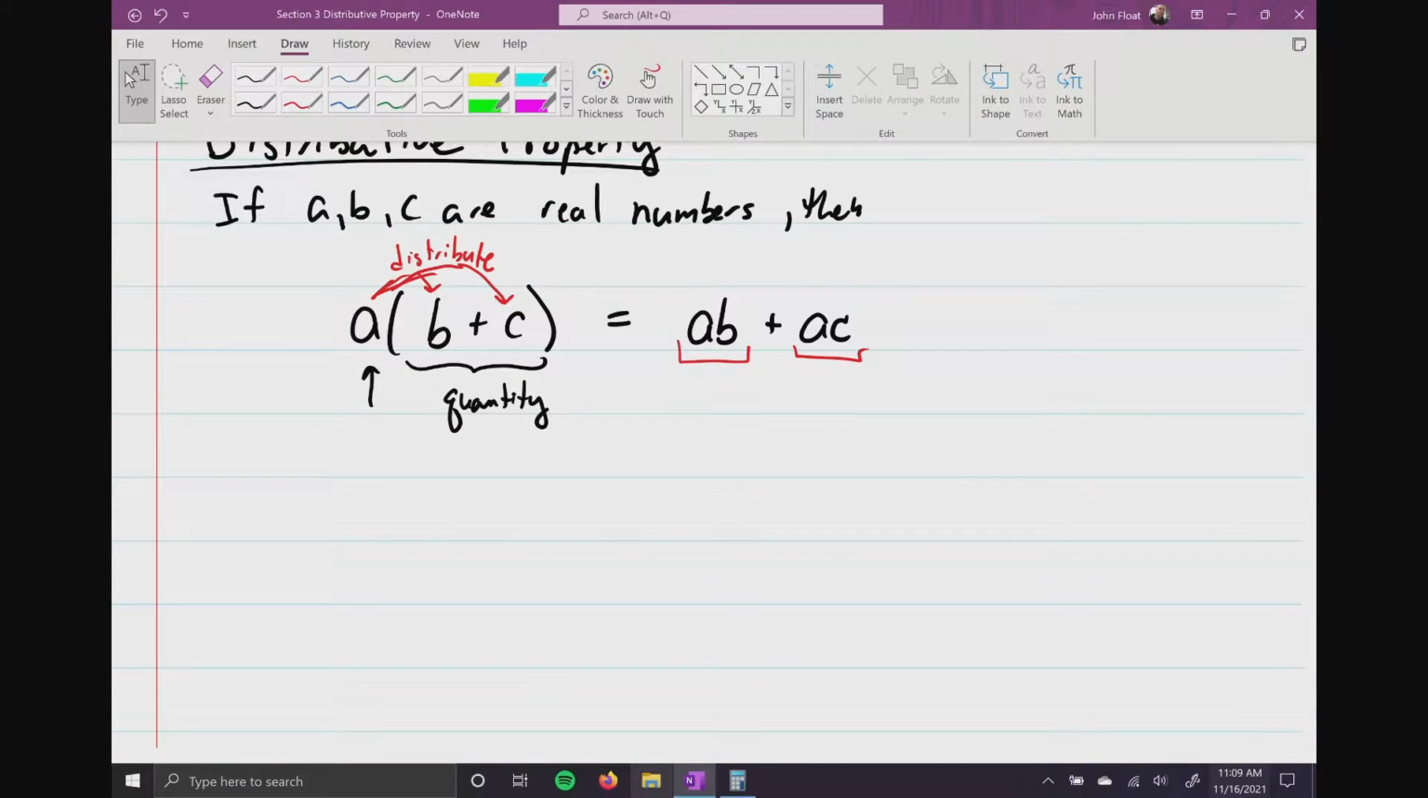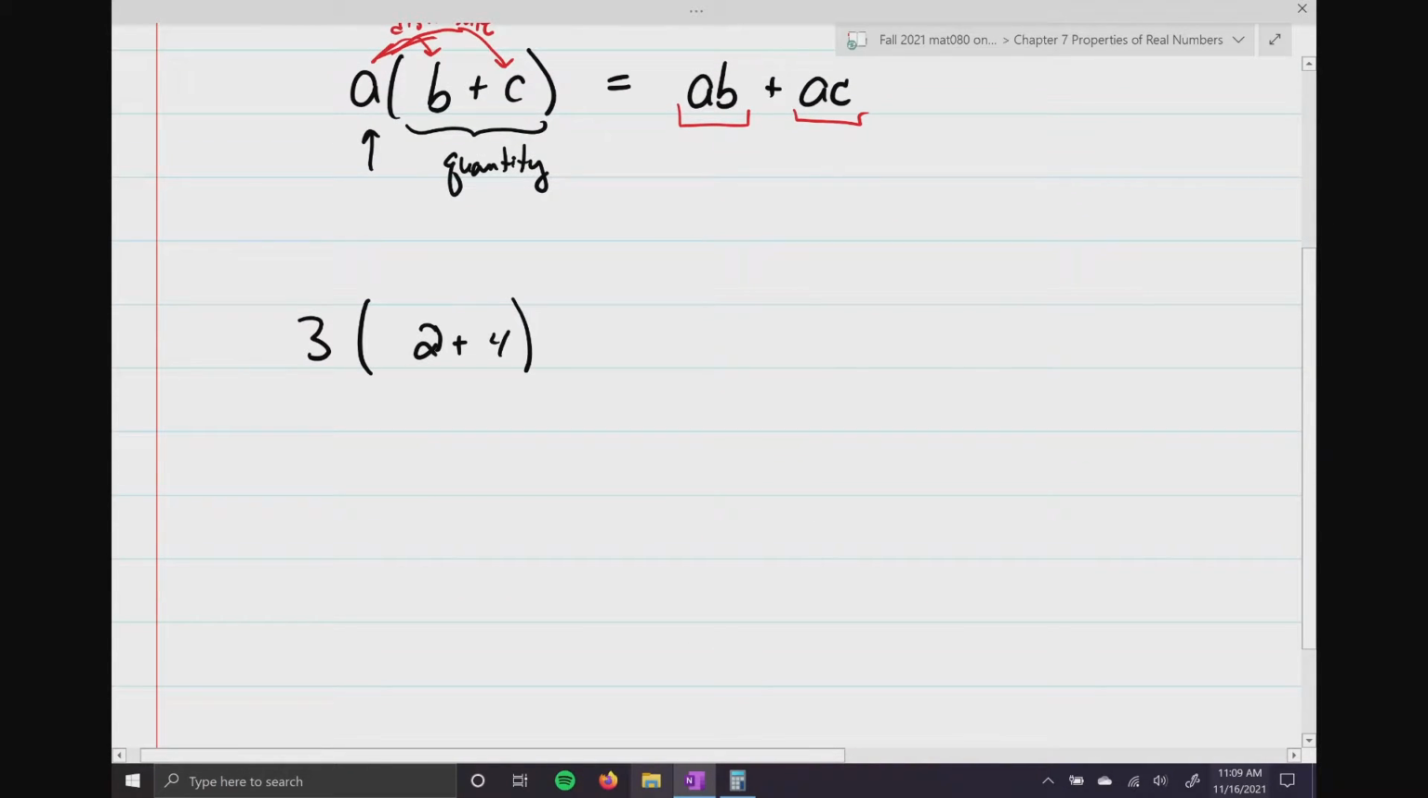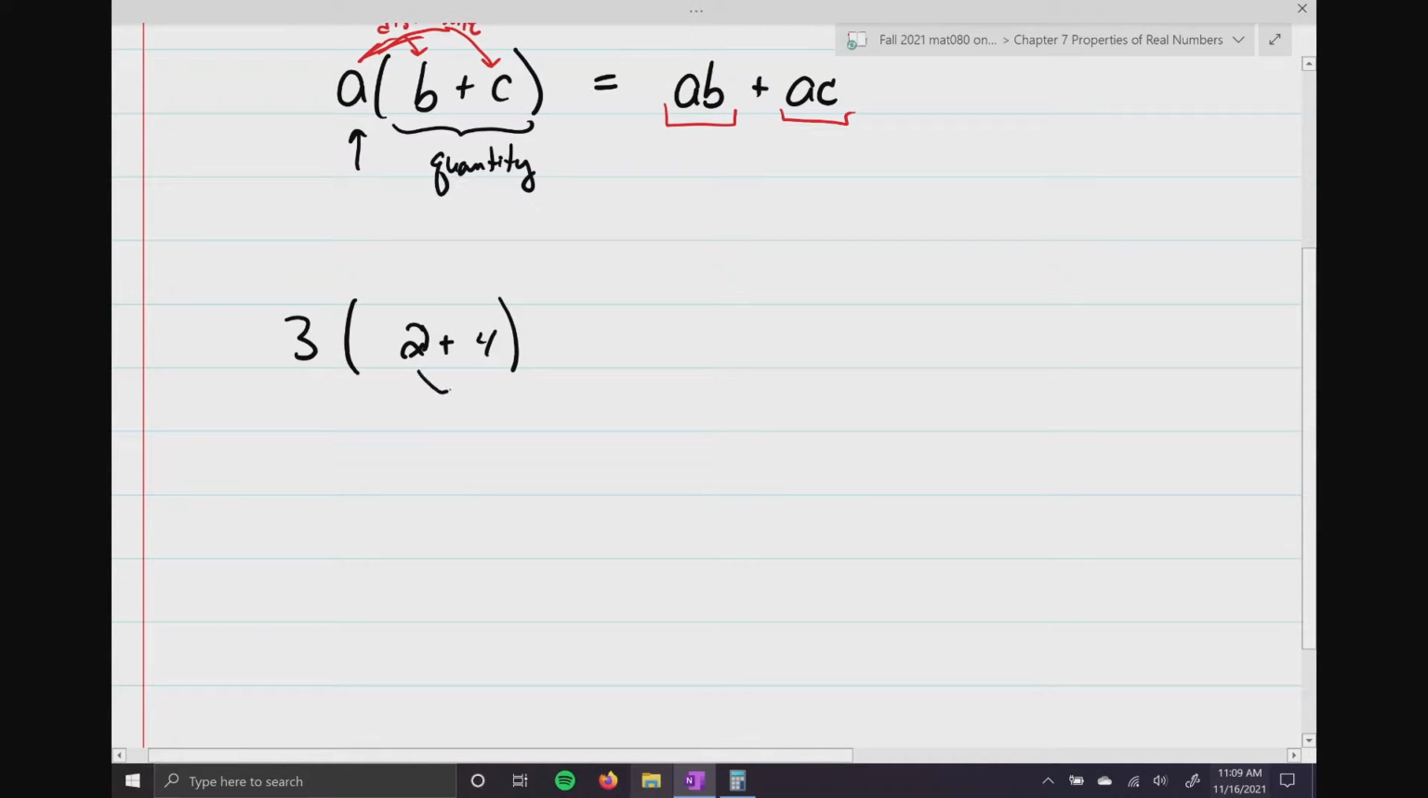All right? Now, let me kind of show you what this means, okay? Let's say, for example, I had 3 times the quantity (2 plus 4). This is going to look a little weird at first, but it makes sense. If I think about this, I'm supposed to do the work inside the parentheses first. So I take this 2 and add 4 to it, and that's going to give me 6. And then I'm supposed to do multiplication next. 3 times 6 is 18.